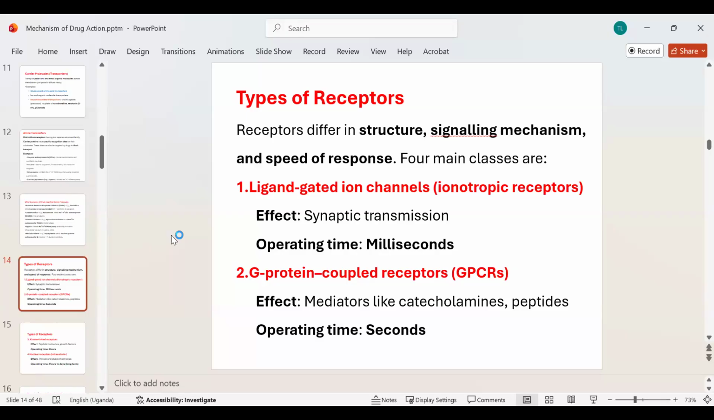What happens, because we know that a drug comes and binds to a receptor, but what chemical changes are going to happen after that binding, after they've come together, making that complex? What other changes are going to happen inside there? Those are the signaling mechanisms which we shall be talking about.